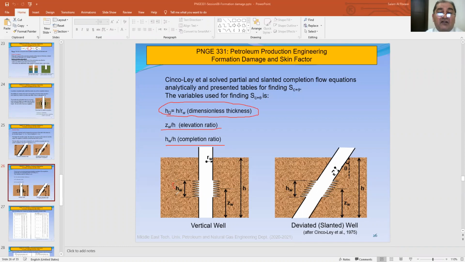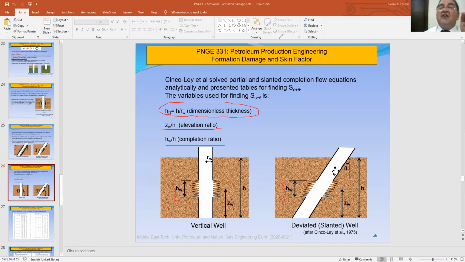Here, look, this is the vertical length, see, RW. While here it is slanted, but we are looking for what? We are looking for the vertical length of the perforated section. So please be careful. Divided by what? The total formation thickness, that is H. So these are the three parameters. Then you can go to the tables.